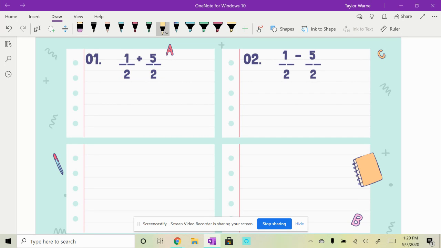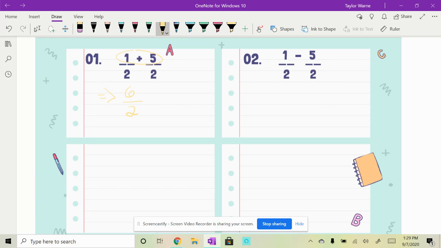First, we are going to add our numerators. So we have 1 plus 5. Well, 1 plus 5 is going to give us a result of 6. And then we are keeping the common denominator of 2. So right now we have gotten the answer 6 divided by 2. Now we have to simplify this further.